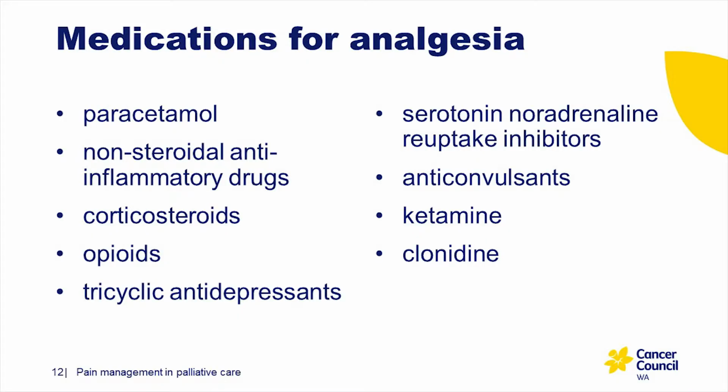So there's lots of medications we can use to provide analgesia. Paracetamol, non-steroidal anti-inflammatory drugs, corticosteroids for their anti-inflammatory effect, opioids, tricyclic antidepressants, and SNRIs, serotonin noradrenaline reuptake inhibitors, and anticonvulsants, all for neuropathic pain. We may use ketamine for neuropathic pain or difficult to treat pain, and clonidine is also another medication that may be used. However, generally in palliative care, opioids are considered the mainstay of our analgesic medication.